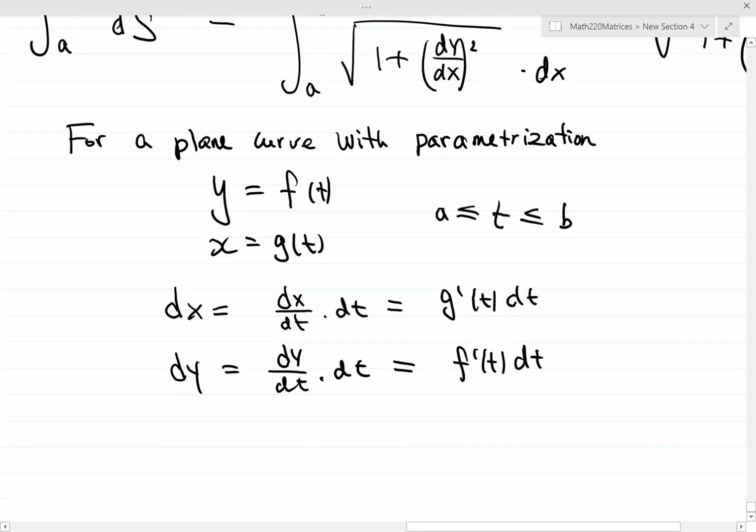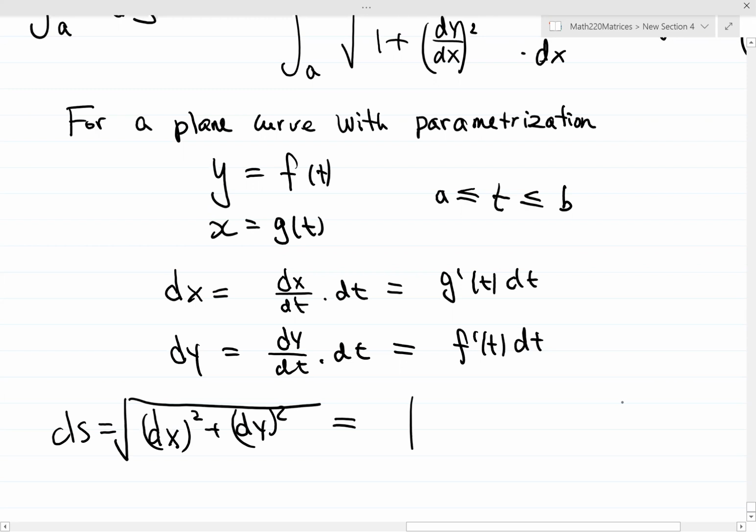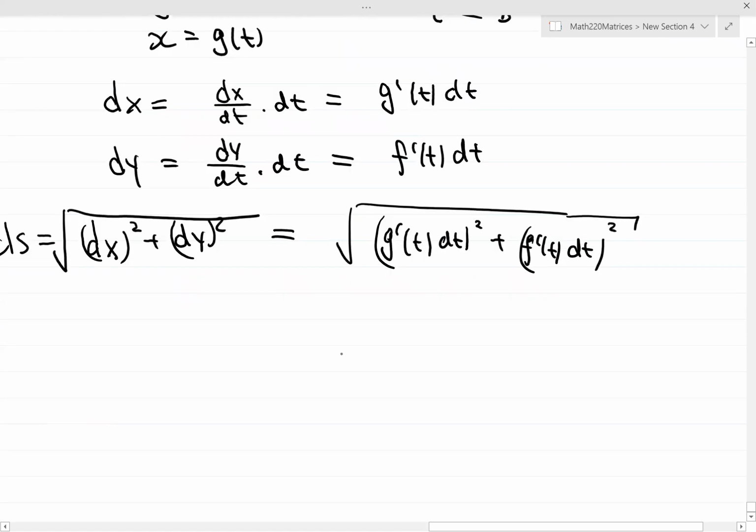So you see the arc length differential ds is the square root of dx squared plus dy squared. Plugging in dx and dy, it's the square root of (g prime of t dt) squared plus (f prime of t dt) squared. If you factor out dt squared, what you get is the square root of g prime squared plus f prime squared, times dt.